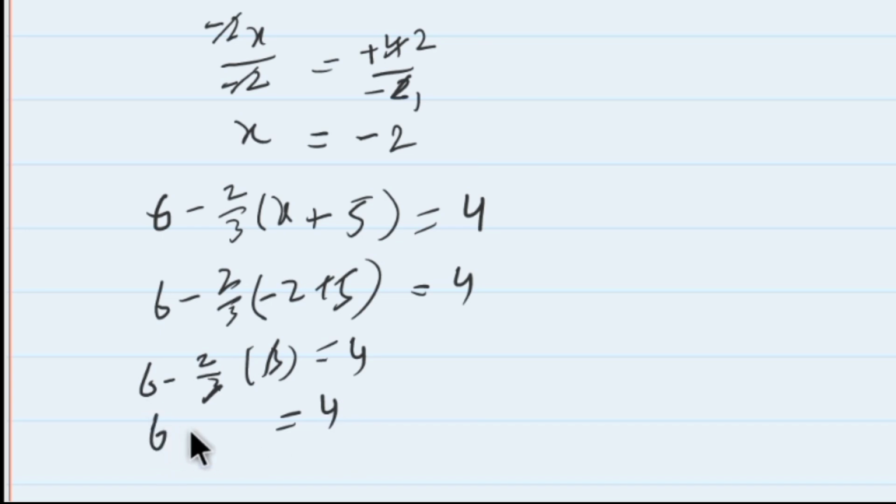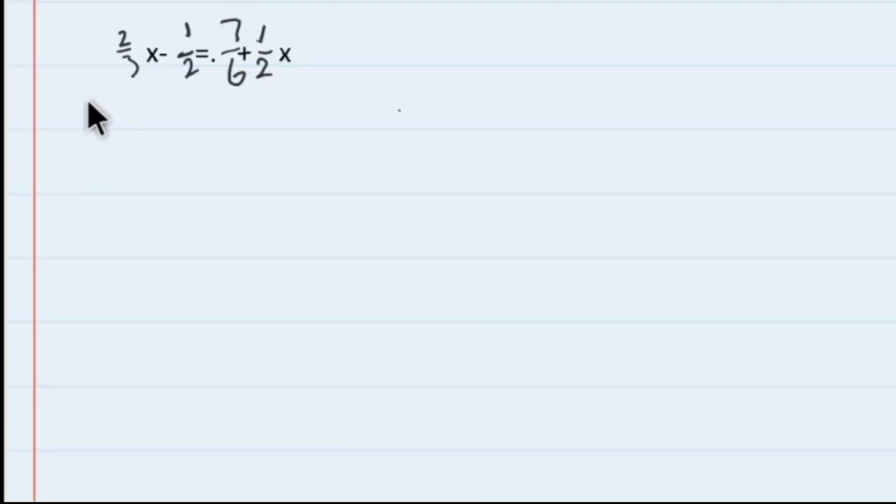So 6 minus 2, 4 is equal to 4. Since both sides are equal, x equal to minus 2 is a solution to our given equation. Now we solve another example.